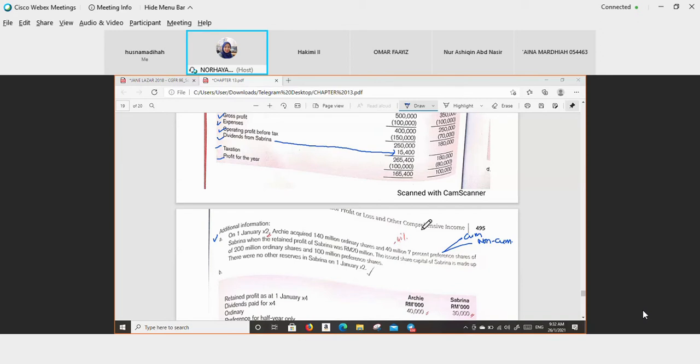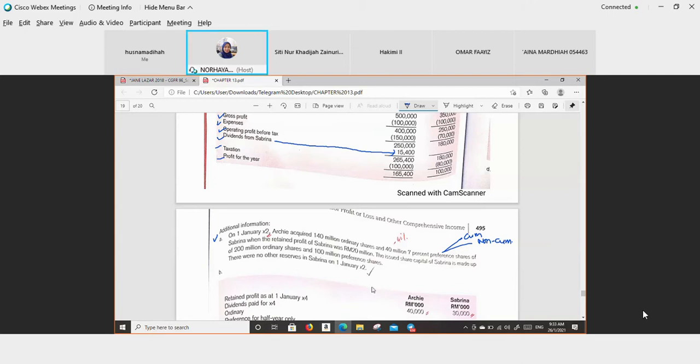So I asked you just now, Archie not only acquired the ordinary shares but also the preference shares. You must be more careful with preference shares and ensure whether they are cumulative or non-cumulative. Usually it is non-cumulative, and this one is non-cumulative, so there is no problem. Now you have determined that it is non-cumulative.